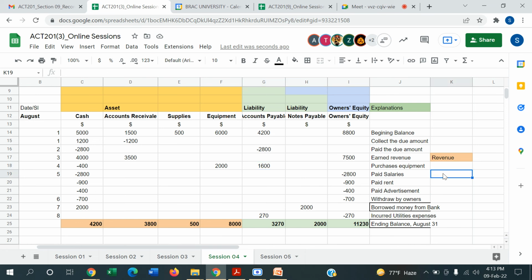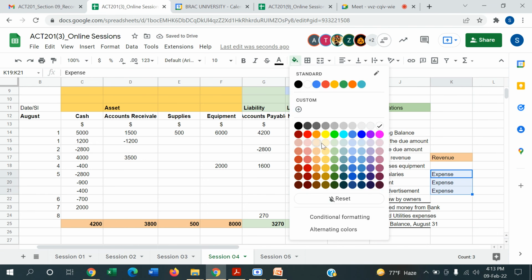Salary is an expense. Rent, expense. Advertisement, expense. So we identified these three accounts as expenses for the organization.